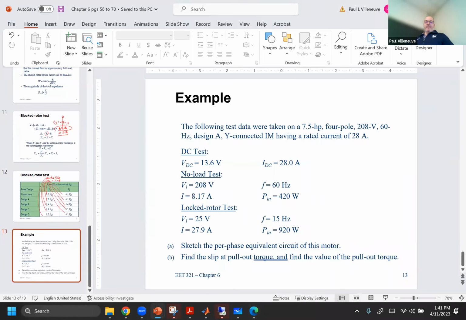Okay. We'll pick this example up in the next class, and we'll do it all by hand. We'll do it on the whiteboard. And then we'll do NEMA KVA code, which is starting code. And then that'll be pretty much it for induction motor.